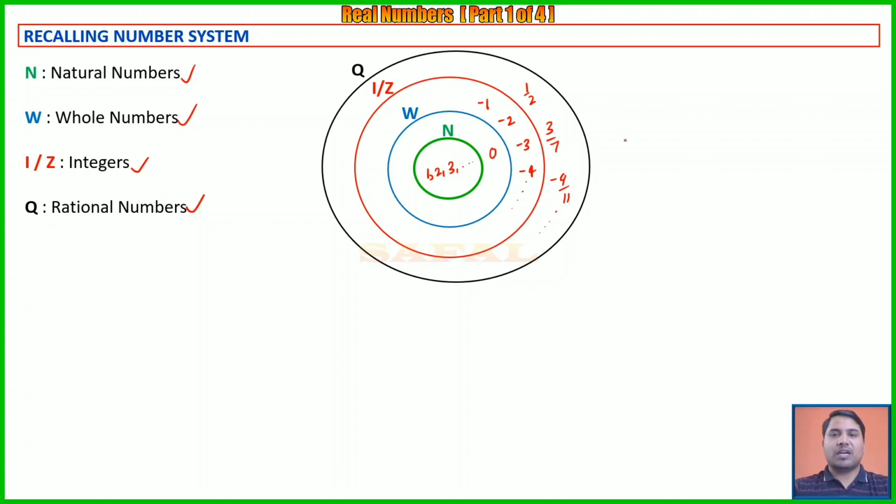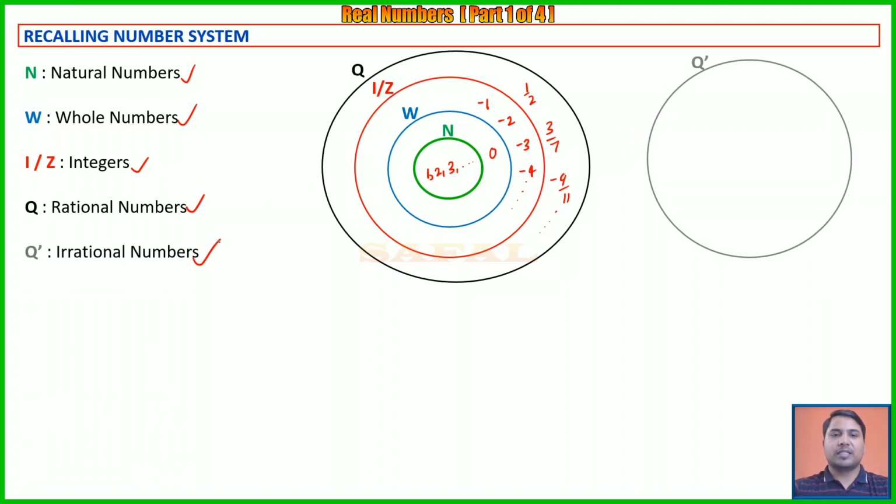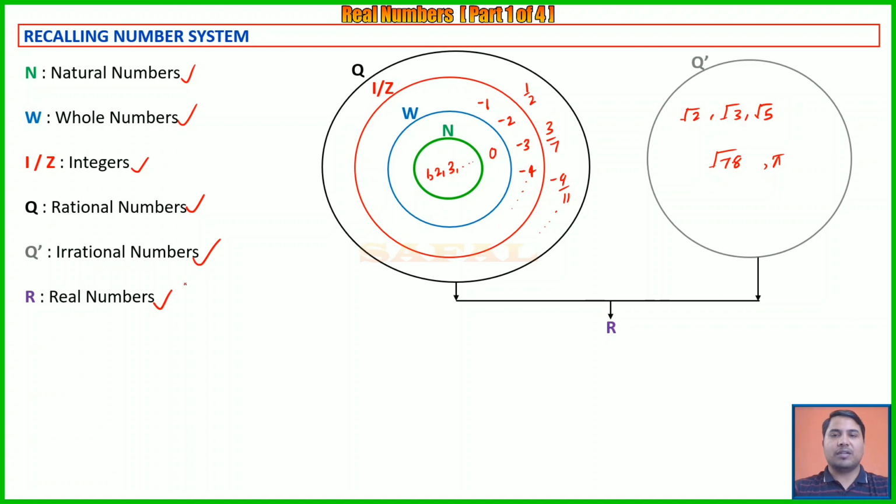The next collection we have is irrational numbers, which are denoted by Q dash, and what kind of numbers will come here? √2, √3, √5, similarly √7.8, pi, etc. These all numbers will come under what? Irrational numbers. We know that when we club rational and irrational numbers together, then the collection we get, we call it real numbers, which is denoted by capital R. So this is the brief recall of the number system we have seen in class 9th.